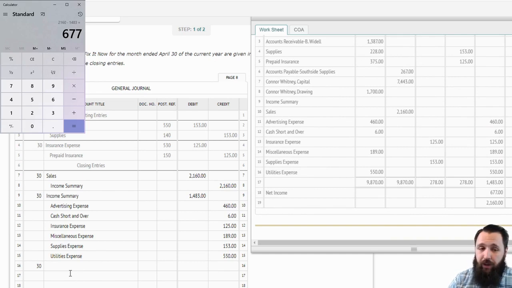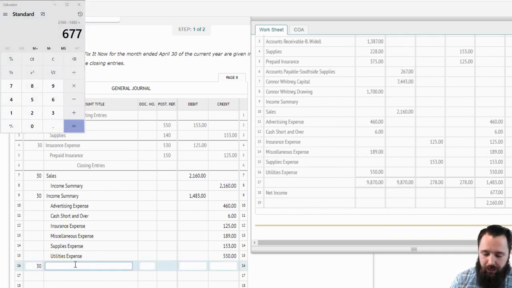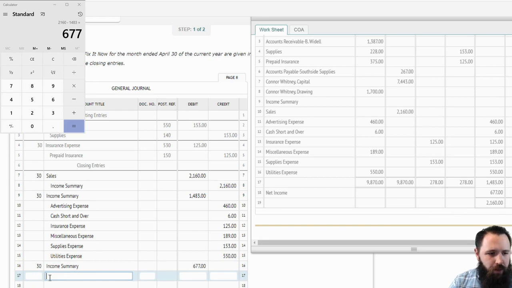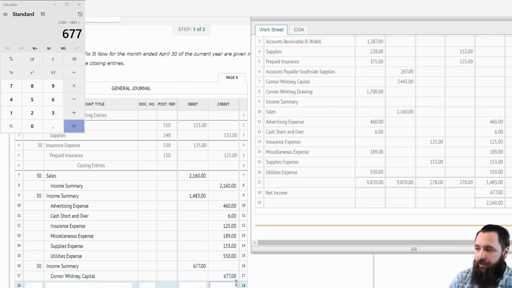What must we do to bring that income summary down to 0? We must debit the income summary by 677. And where's this going to go into? This is going to go into Connor Whitney Capital. So this capital account's going to eat it all up. So if income summary is going down here, our accounting equation must always be in balance, right? If we debit something, we must credit the other one. Connor Whitney Capital is going to increase or credit 677.